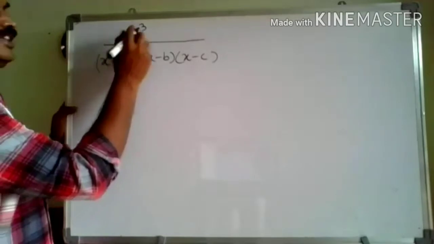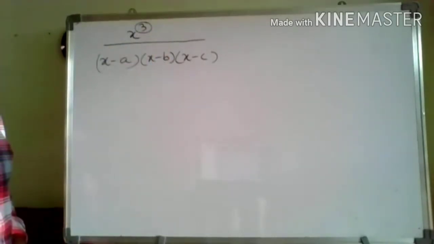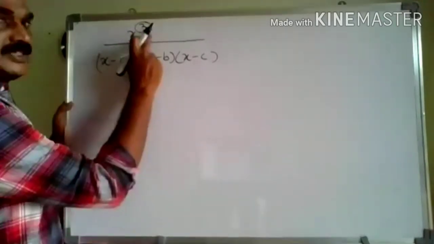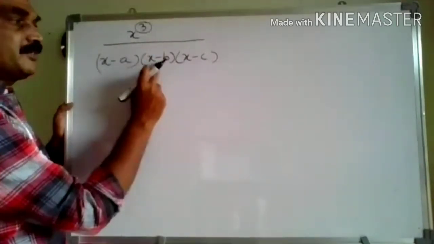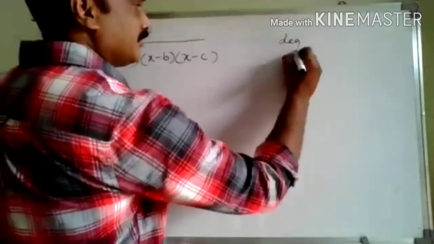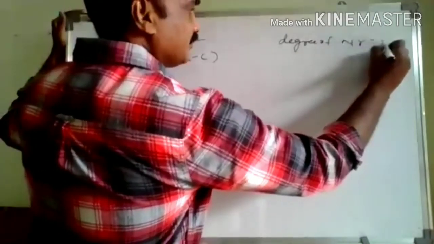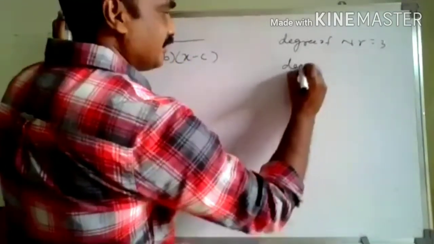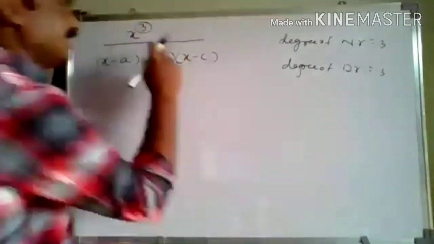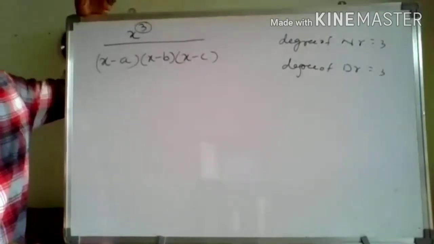Here, degree of f of x is equal to 3. So degree of numerator is 3, and degree of denominator is 3. So degree of f of x is equal to degree of g of x. This is improper fraction, first model.